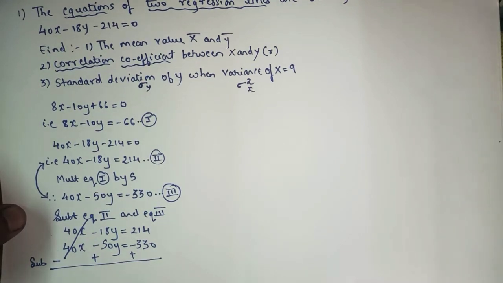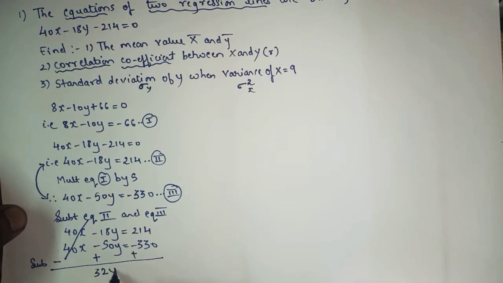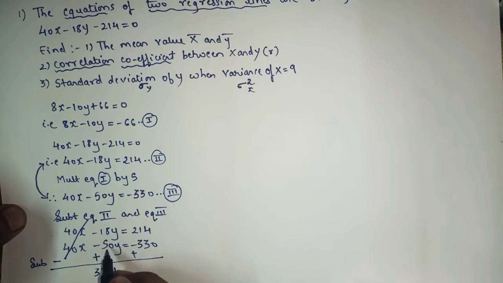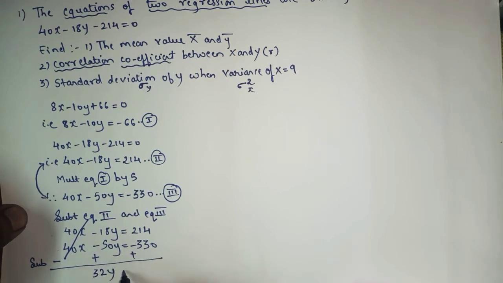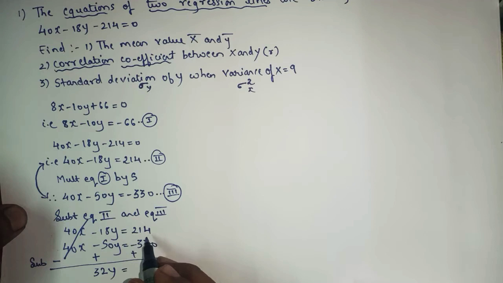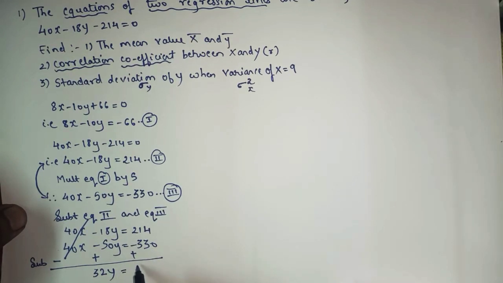yes or no. So minus 18 plus 50, so you will get 32y, because the symbol for the greater number is positive. Yes, the symbol for the small number is minus. So minus 18 plus 50 is 32y equals 214 plus 330. So you will get what? 544.